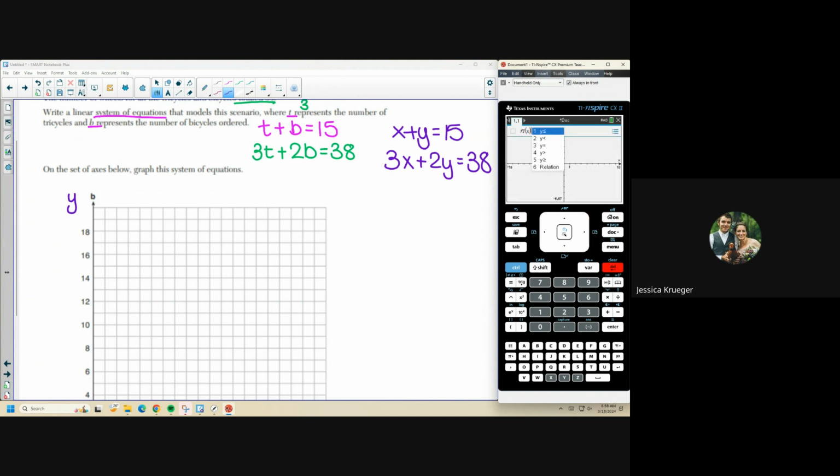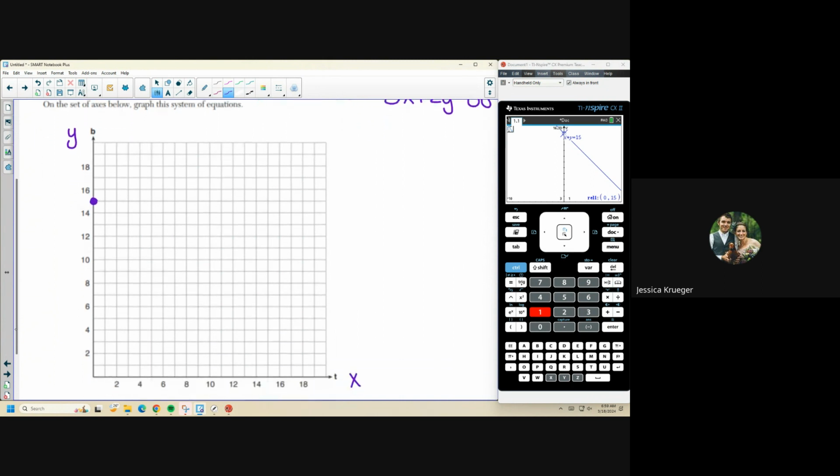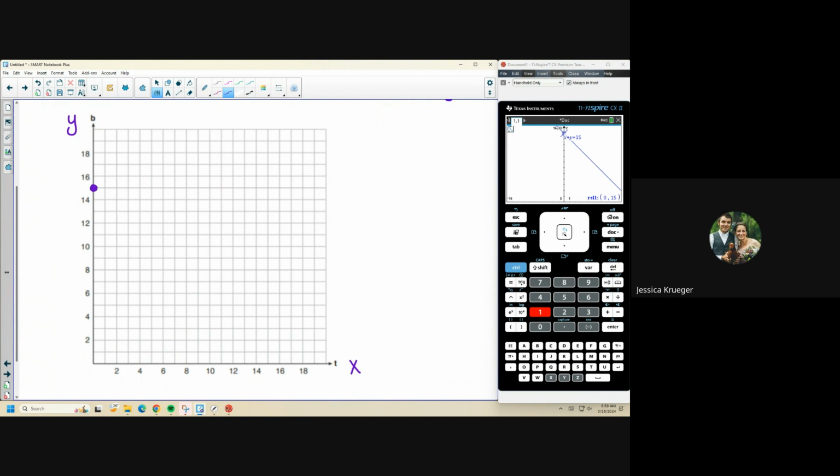So I'm going to hit delete relation, and I'm going to type in x plus y equals 15. Now, I can barely see that line, but that's okay. I'm going to hit menu, trace, graph trace. And the first point I see is 0, 15. So I'm going to plot that point to start with. When I look at my scale, my x's are counting by 1. So I'm going to press 1, enter, and I get 1, 14, which makes sense because if there's one tricycle, there would be 14 bicycles.